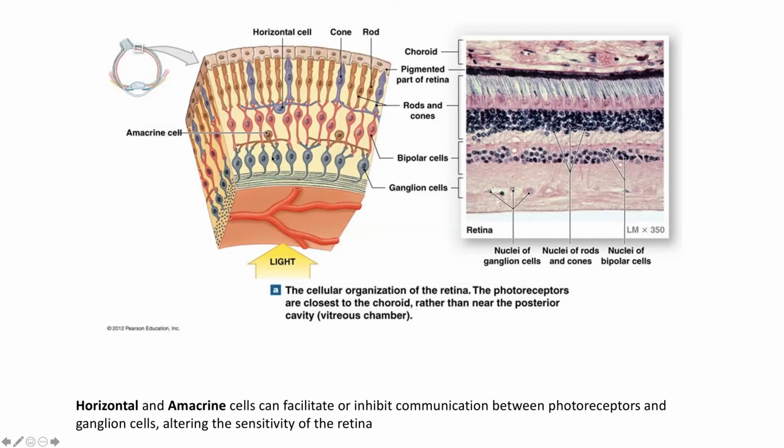So light comes through this way, comes back, so it's going to the top, absorbs into the pigment layer. And we're going to talk in a second about how the photons coming through stimulate the rods and the cones and how that activates the bipolar cells and ganglion.